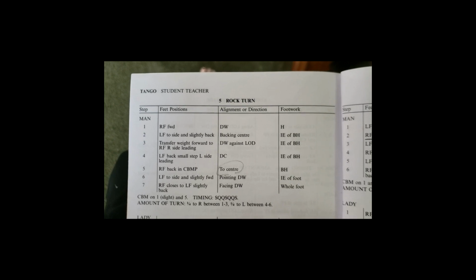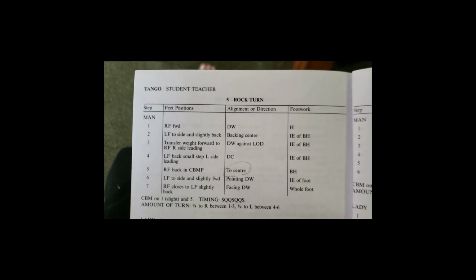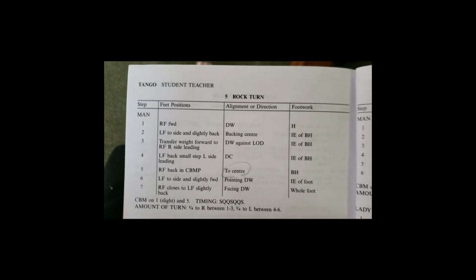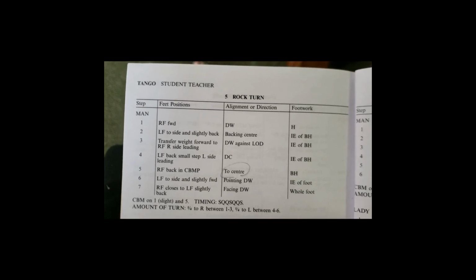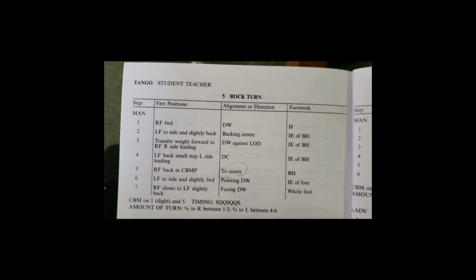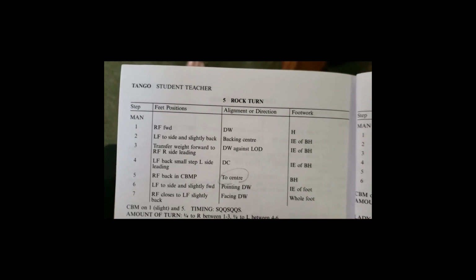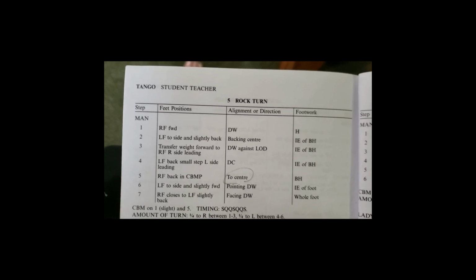The first rocking action, you transfer weight on step 3, and then look at step 4. Step 4, left foot back, small step with left side leading. You see there the direction is DC. So what does that mean? That means that step number 5 will be to center. That's an eighth of a turn different to the left, right?